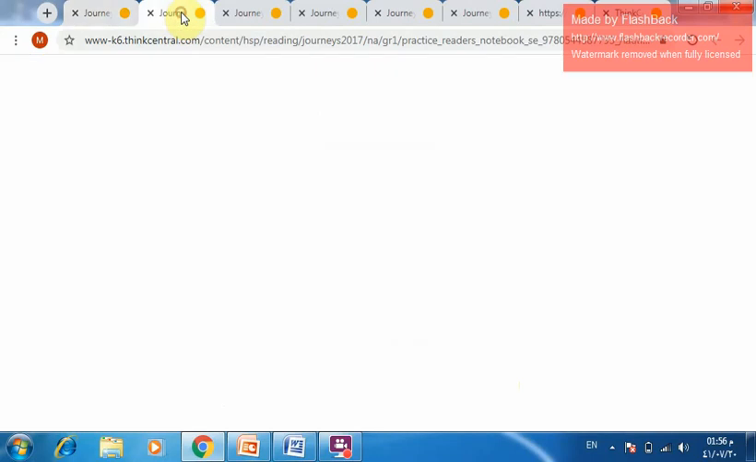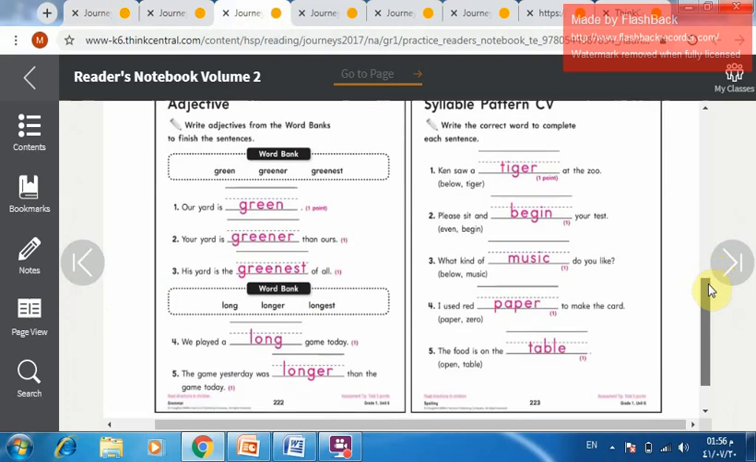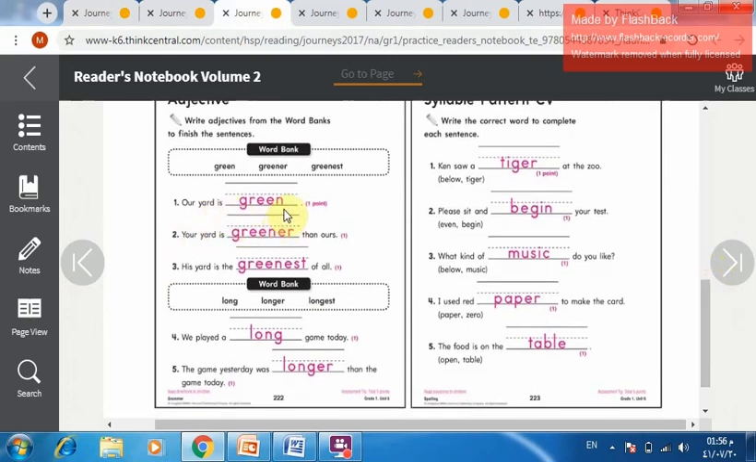And here is the answer key for the page if you want it. Our yard is green. Your yard is greener than ours. His yard is the greenest of all. We played a long game today. The game yesterday was longer than the game today.